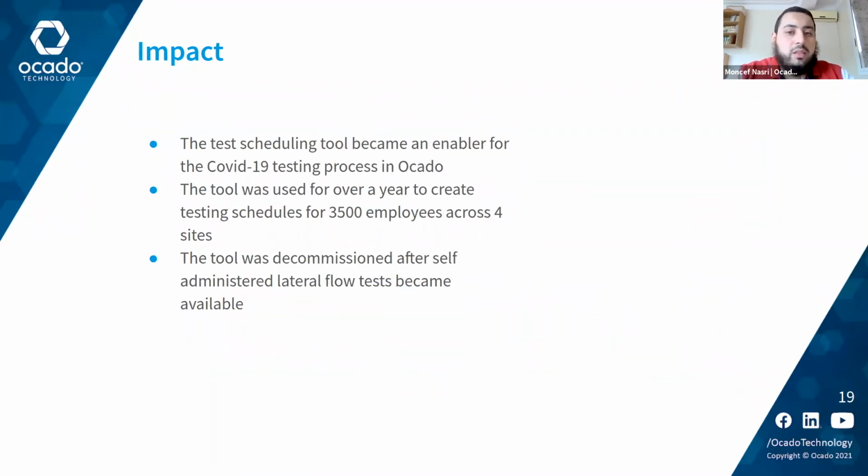And the impact was that the test scheduling tool became an enabler for COVID tests at Ocado. The tool was used over a year to create testing schedules for 3,500 employees across 4 of our sites, and it was decommissioned after self-administered lateral flow tests became available. So at the start, obviously, you can imagine that this wasn't an option.